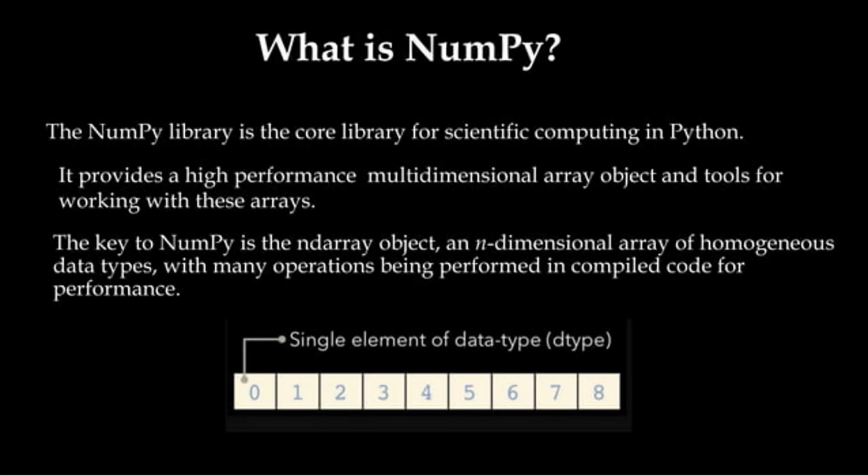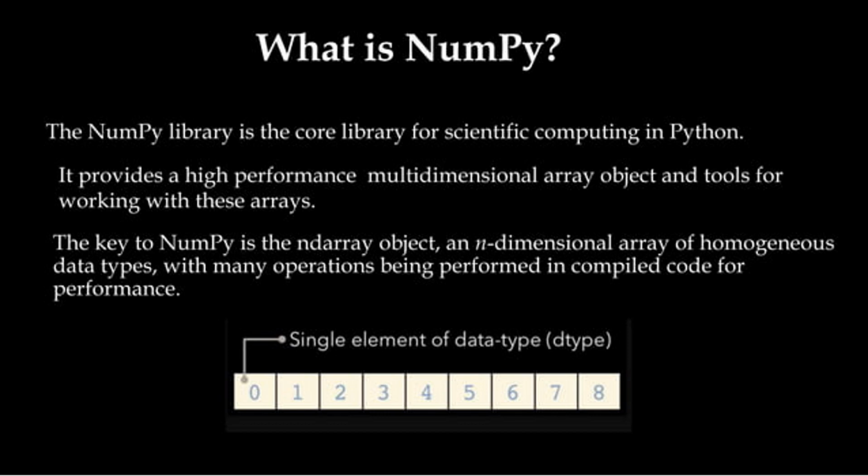Let's first discuss what is NumPy. The NumPy library is the core library for scientific computing in Python. It provides a high-performance multi-dimensional array object and tools for working with these arrays. The key to NumPy is the ndarray object, an n-dimensional array of homogeneous data types, with many operations being performed in compiled code for performance.